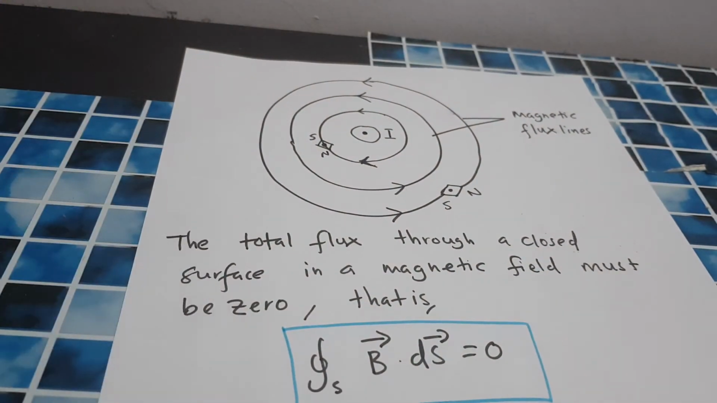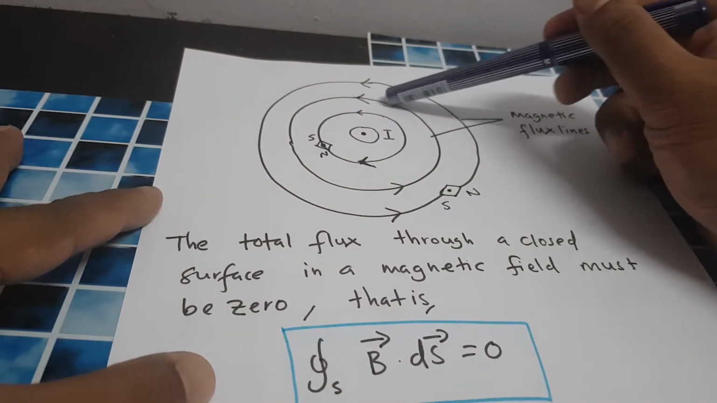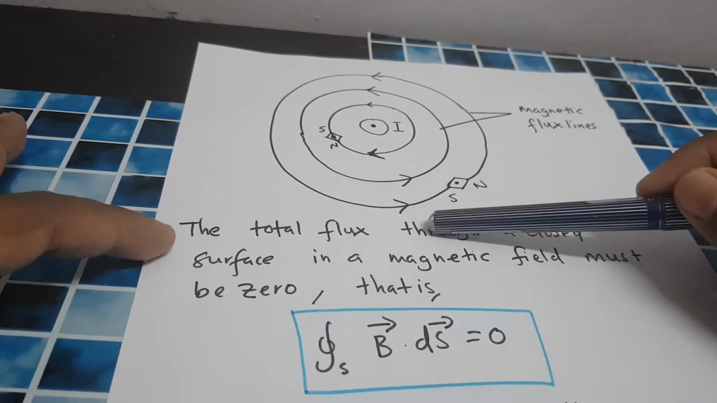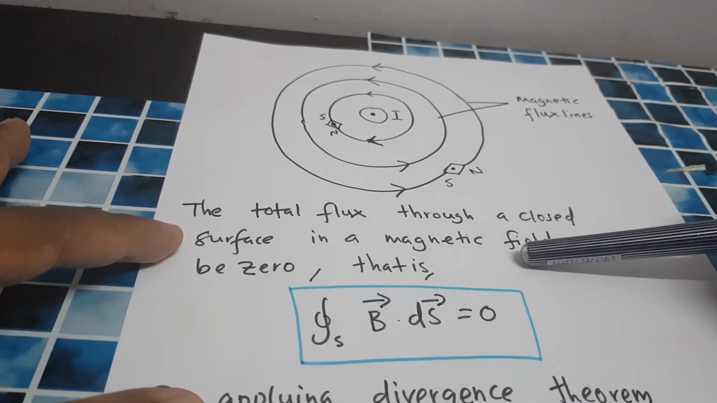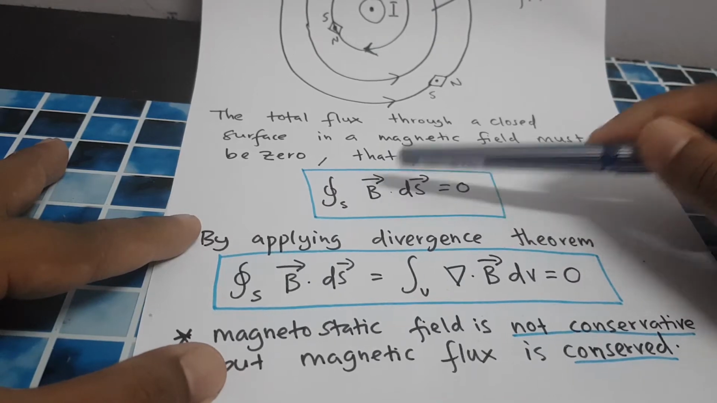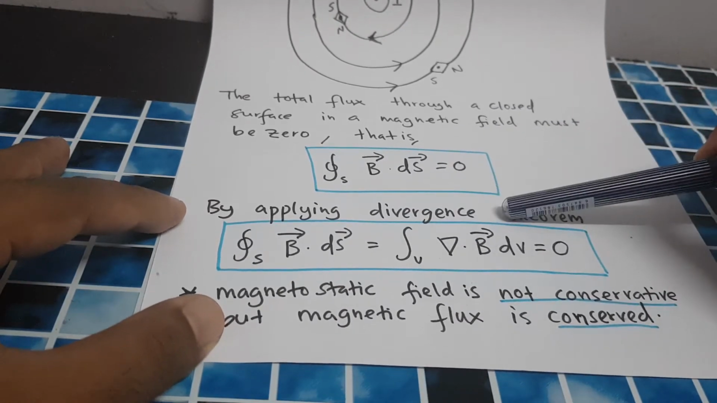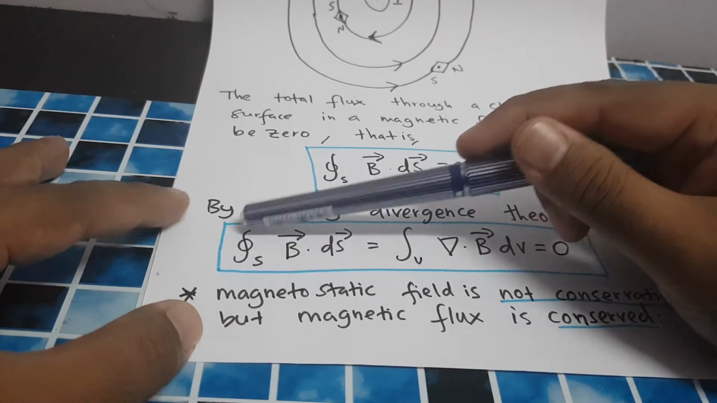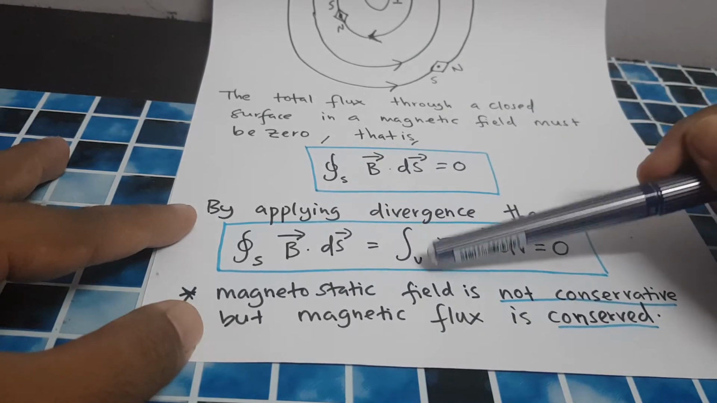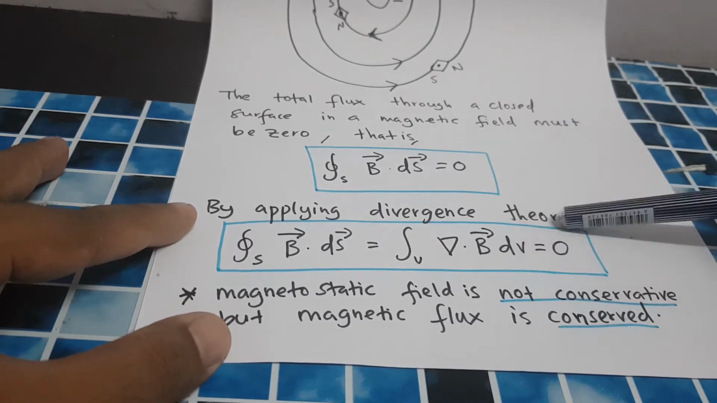We can see the magnetic flux lines, the lines of the magnetic flux, go from the south to the north pole. The total flux through a closed surface in a magnetic field must be zero. So the total flux through a closed path, B dot dS, equals 0. By applying the divergence theorem, the integral over a closed surface S of B dot dS equals the integral over the volume of del dot B, or divergence of B, dV, equals 0.